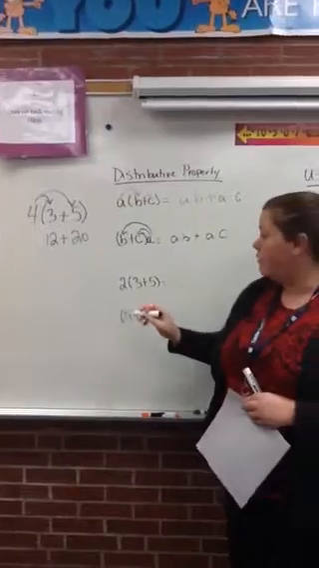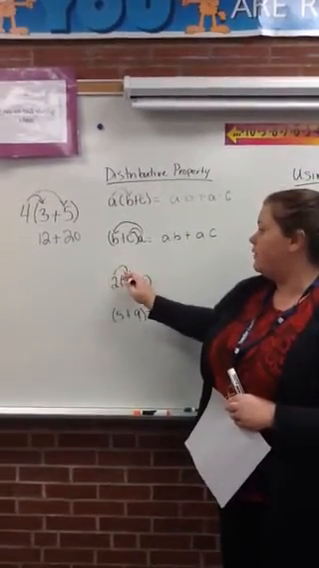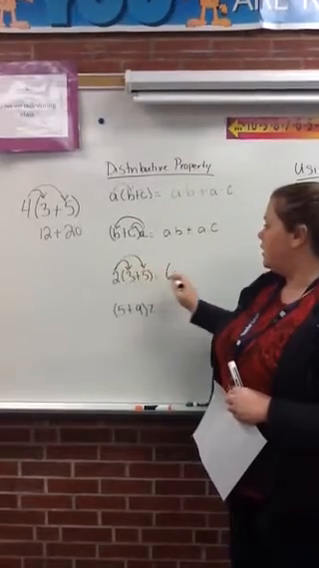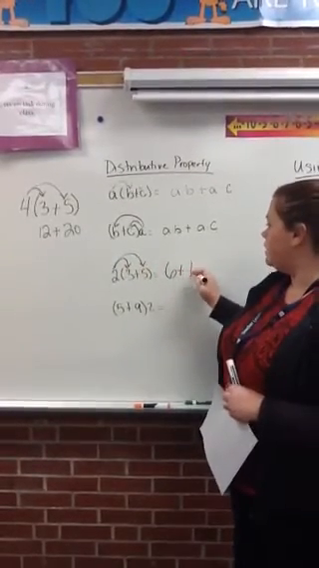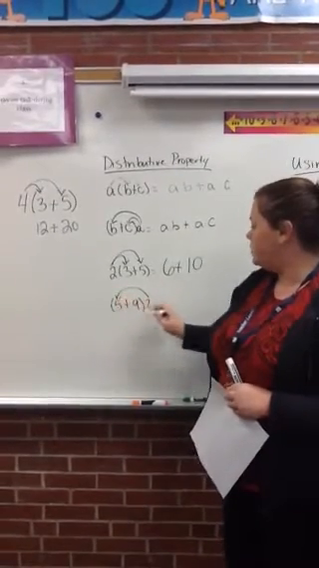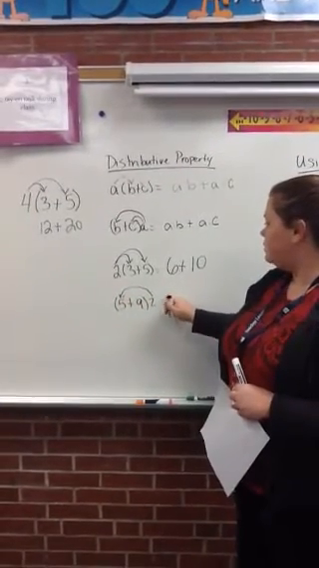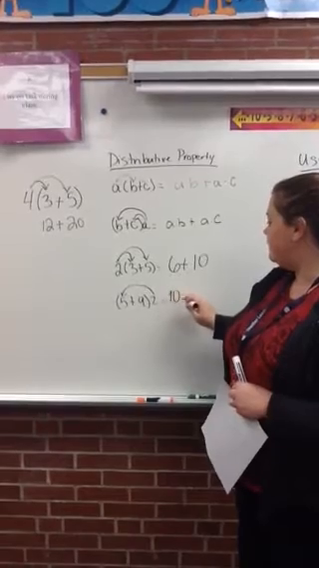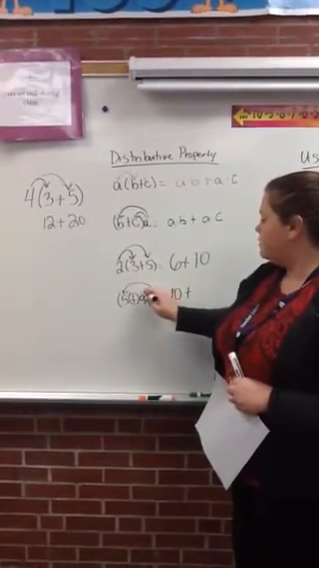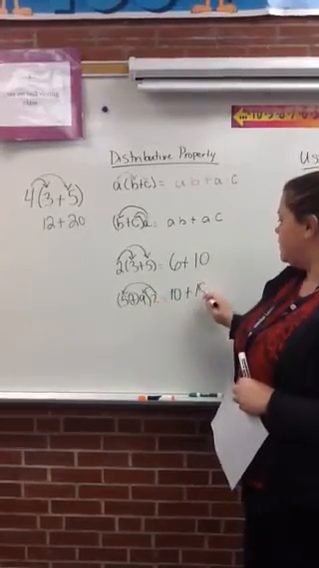Now if you're working with numbers, it's much, much easier. 2 times 3 is 6, plus 2 times 5 is 10. Working backwards, 2 times 5 is 10, plus, because that's the sign in the middle, 2 times 9 is 18.